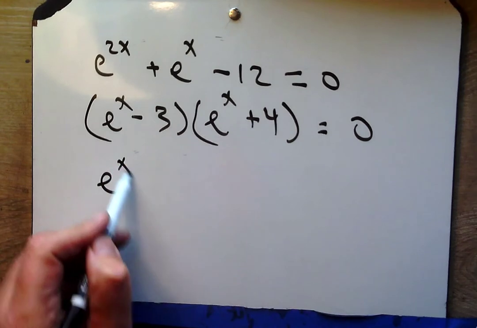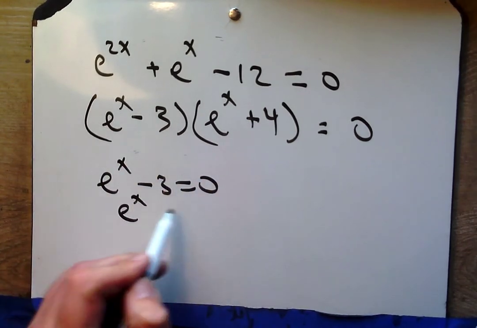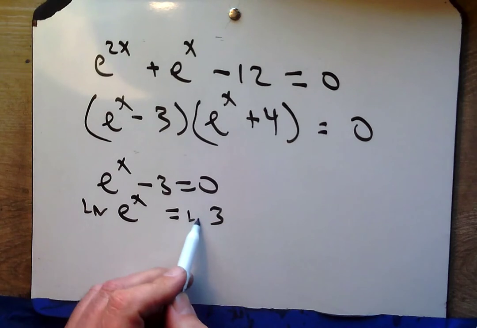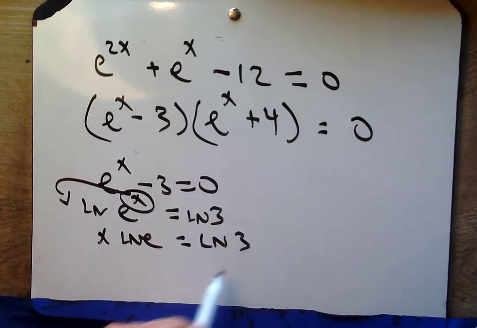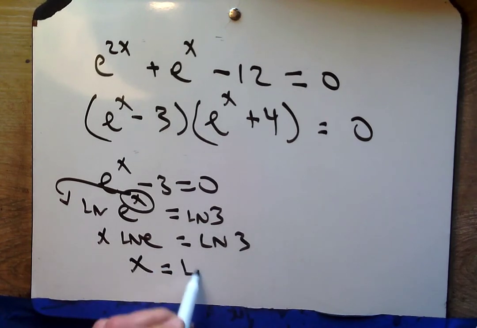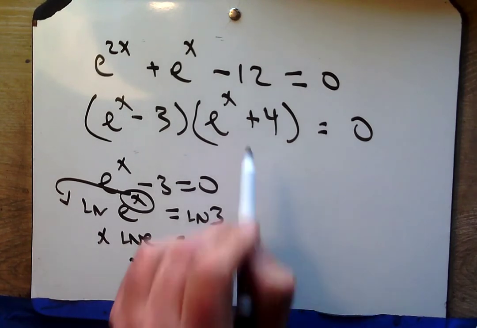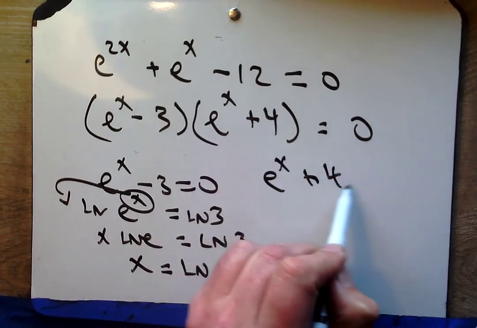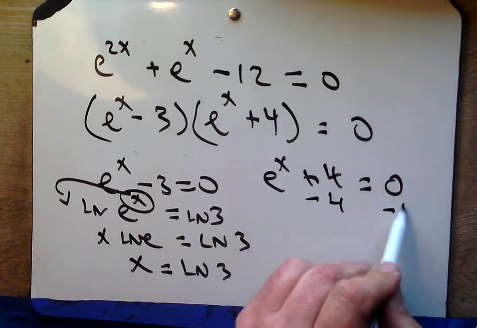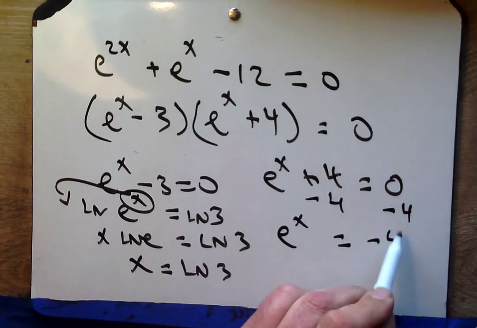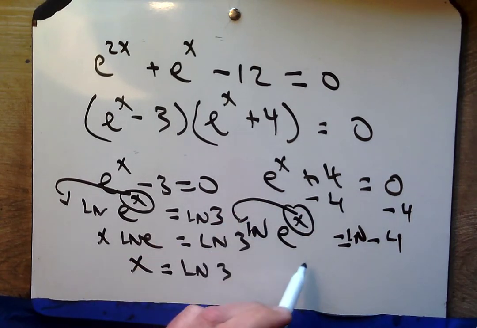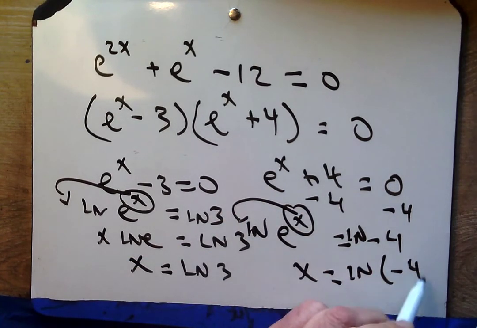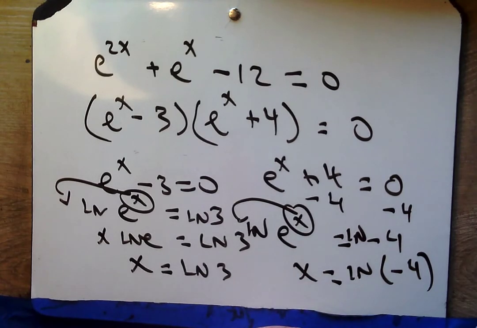Okay, so e to the x minus 3 equals 0. e to the x equals 3. I take the ln on both sides. I get x ln of e is ln of 3. ln of e is 1, and so there's one of my solutions, ln of 3. What about this? e to the x plus 4 equals 0. e to the x equals negative 4. Take the ln on both sides, bring this down. I get x equals ln of negative 4. Well, what's the problem with that? That's right. I can't take the ln of a negative number.